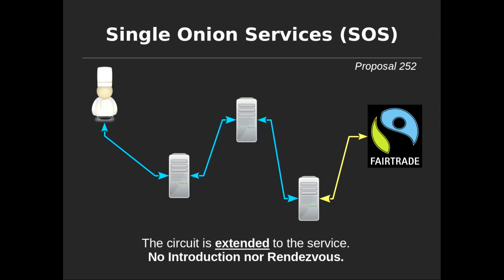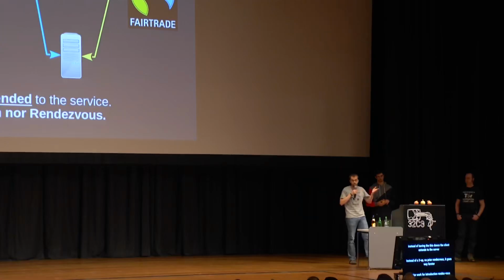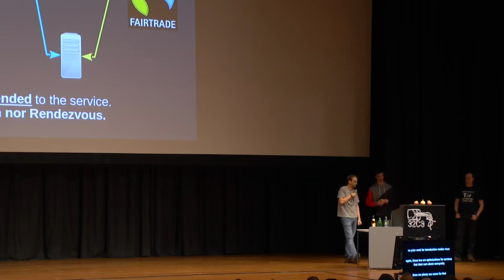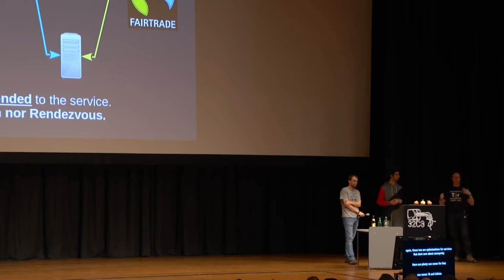Again, those two are optimizations for servers that do not care about anonymity. And there are plenty of use cases for that. Facebook, for instance, or the Debian repository, and so on. Facebook and Debian are really excited about having one of these options so that they can have all of their users reach their service with all the cool security properties we talked about, but also a lot faster and more scalable than the current design.